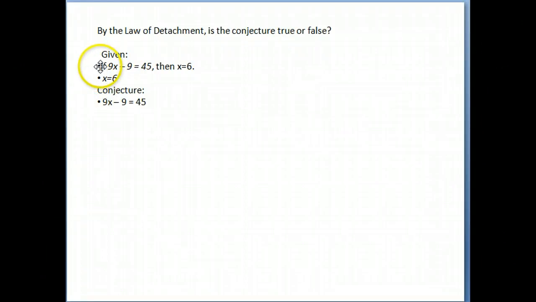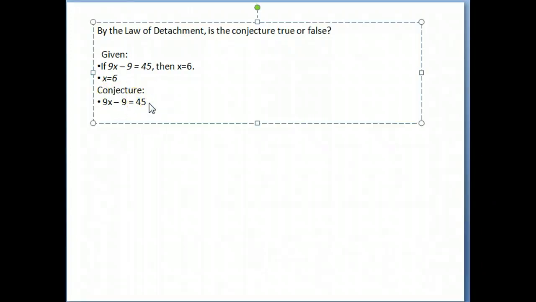Okay, we have the law. If 9x minus 9 is 45, then we can conclude x is 6. Our second piece of given information has to come from the if part. Did it come from the if part? No, it did not. So we cannot make that conjecture. This person is false. Their given information did not come from the right part of the statement.